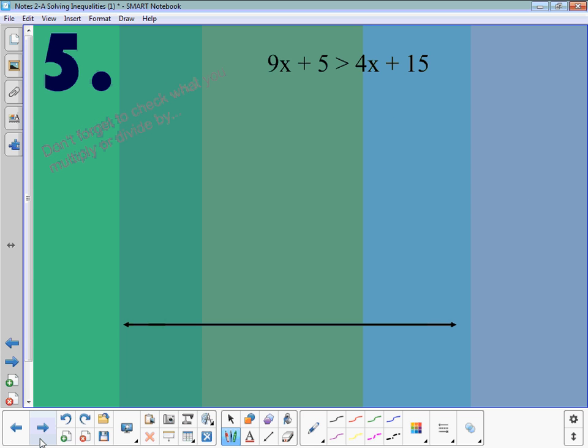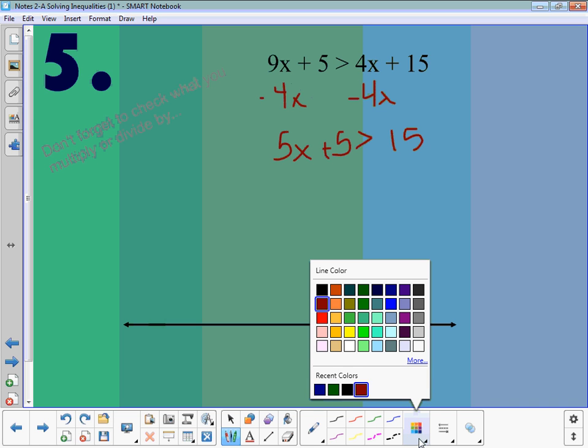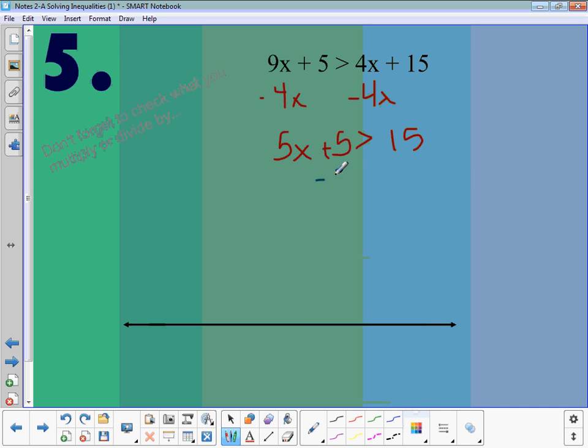For number 5, we want to get our x's on the same side. So I'm going to subtract 4x from both sides. That gives me 5x plus 5 is greater than 15. Now I'm going to continue solving this for x. I'm going to subtract 5 from both sides to get that x by itself, and then 5x is greater than 10. Next, divide both sides by 5. And I get that x is greater than 10 divided by 5, which is 2. Now notice I didn't flip the sign. I didn't flip the sign because I didn't divide by a negative.